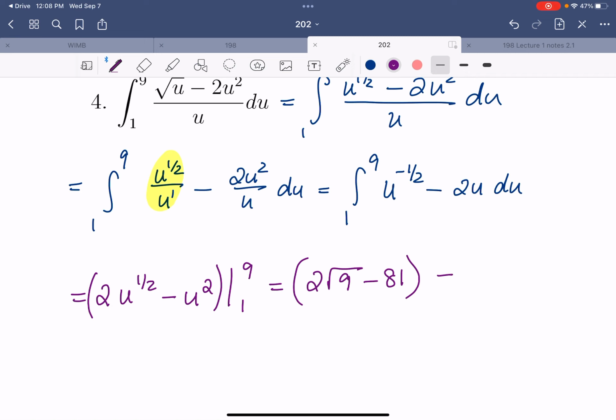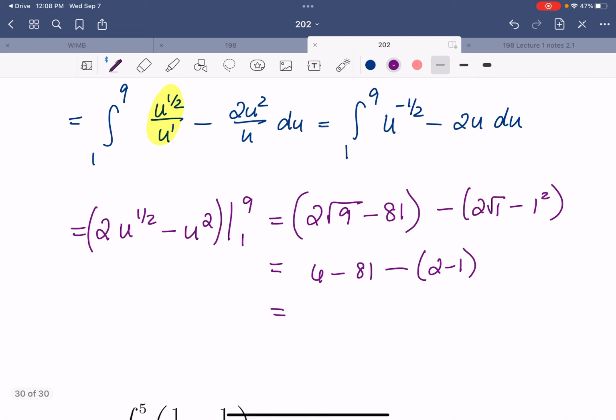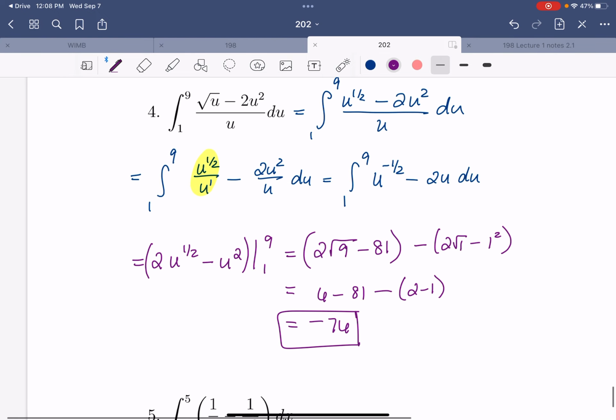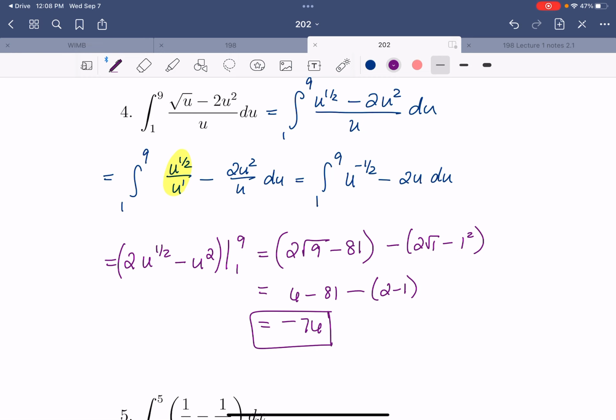Minus, plug in 1. So 2 square root of 1 minus 1 squared. That's going to give me 6 minus 81. And then over here, I'm subtracting, that's going to be 2 minus 1. So I'm subtracting 1. So you're taking a positive 6 minus 81 minus 1, and that gives you negative 76. Again, you're getting a value. So the key thing when things look a little bit more complicated is to simplify it in terms of powers so that you can take your antiderivative.